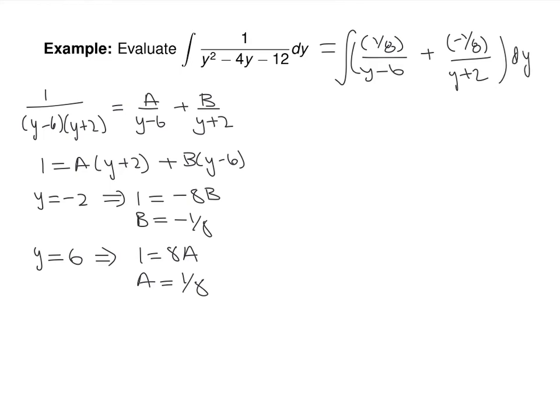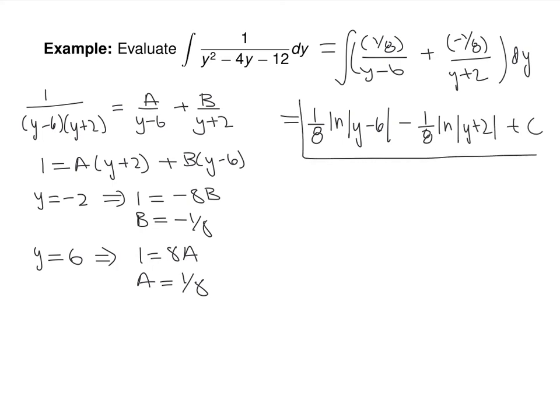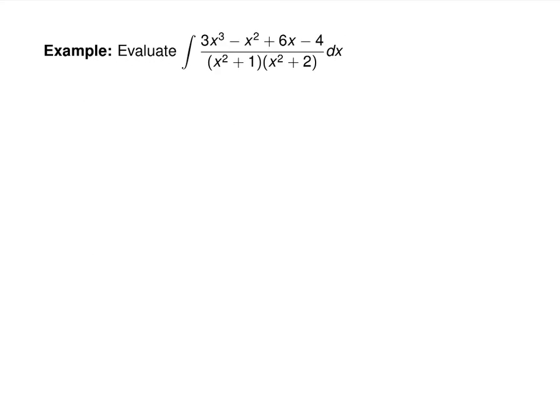And while we couldn't integrate the first thing, we can integrate each individual component of this. So the first one will have 1/8 natural log absolute value y minus 6, and then minus 1/8 natural log absolute value y plus 2 plus c. That plugging clever stuff in trick won't work when you have quadratic factors because those are never 0. You can't plug any number in to make them 0 because they never are.